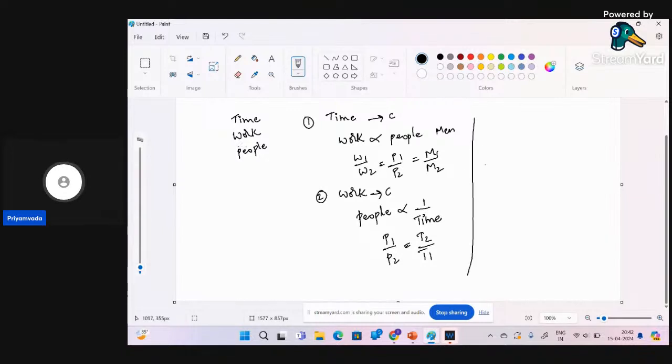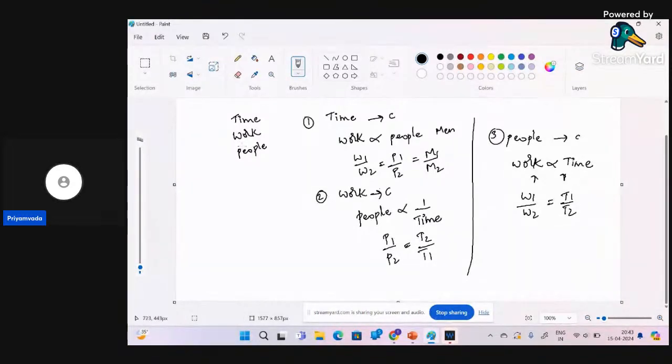The third case is where people are constant. When people are constant and the work is increased, say there are only 5 people working on the construction of a building, and I ask you to build one more floor in that building. Now the time required to construct that building will also increase. So as the work increases, the time also increases. So it is directly proportional. What will I be writing? W1 by W2 equals T1 by T2. I hope it is clear for everyone.